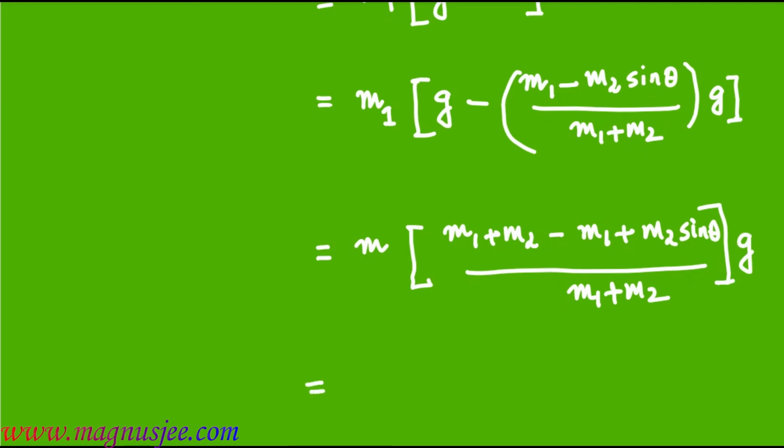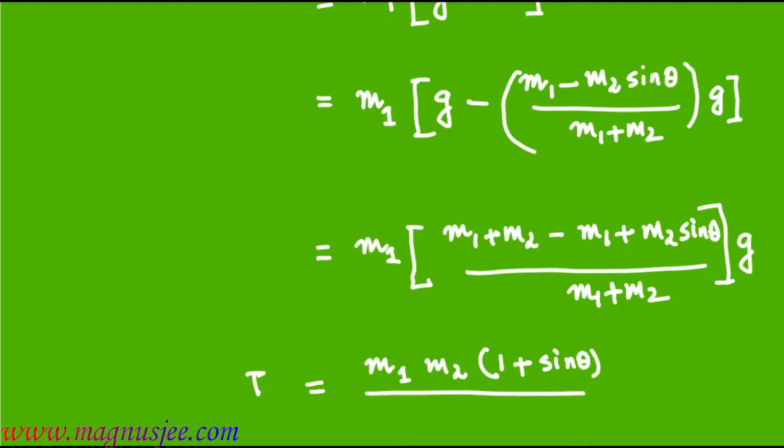Therefore, finally we get the expression of tension, not the common acceleration. T equal m1 m2 under bracket 1 plus sine theta whole divided by m1 plus m2 bracket closed into small g. Small g is the acceleration due to gravity.